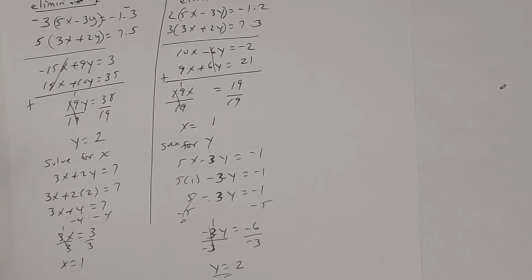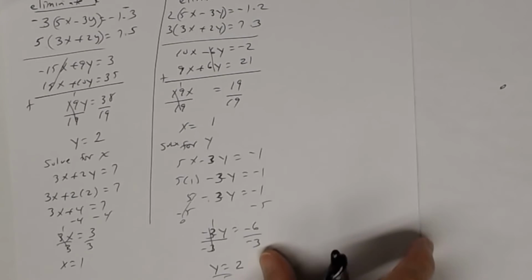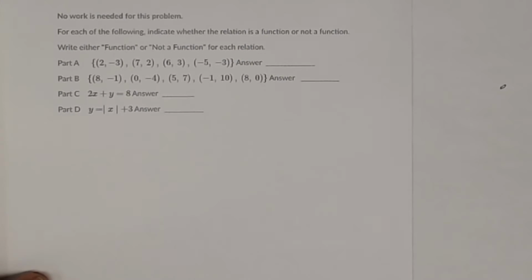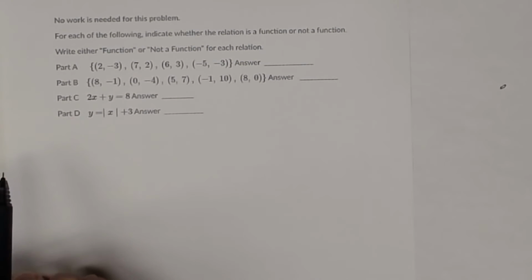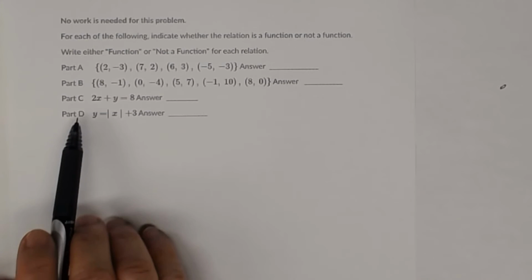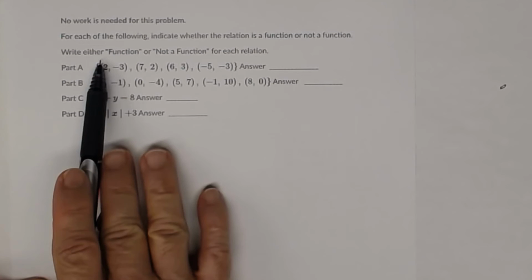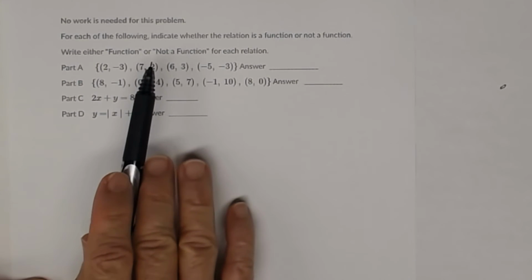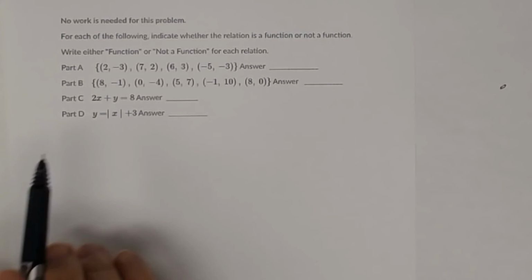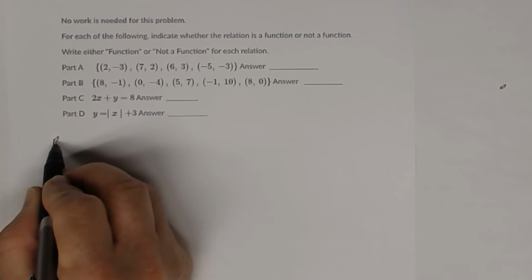Okay, so that was number 12. Okay, let's look at number 13. So for number 13, in this problem, you wanted to determine whether each relation represents a function or not. The direction said to write either function or not a function for each. So let's look at part A.